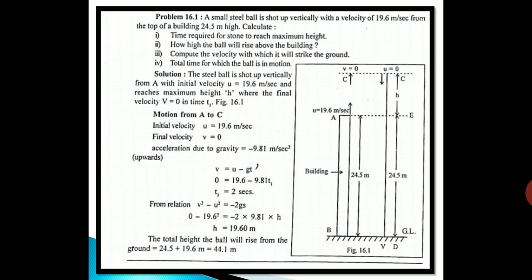So the second thing which is asked is how high will the ball go above the building. The ball will reach a height of 19.6 meters above the building, that is from point A to point C. Further, if you want the total height which the ball has reached, add the height of the building, 24.5, which gives an answer of 44.1 meters. Even though this is not asked, if you want to find the maximum height the ball has reached from the ground level, the answer is 44.1 meters.